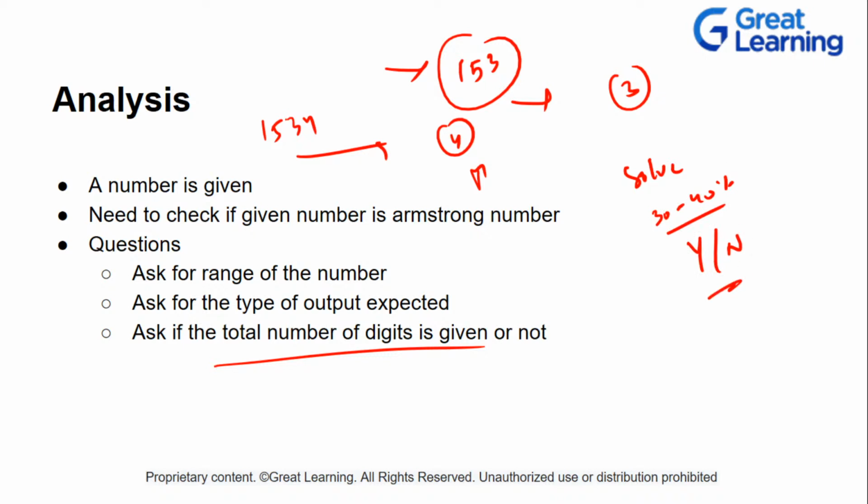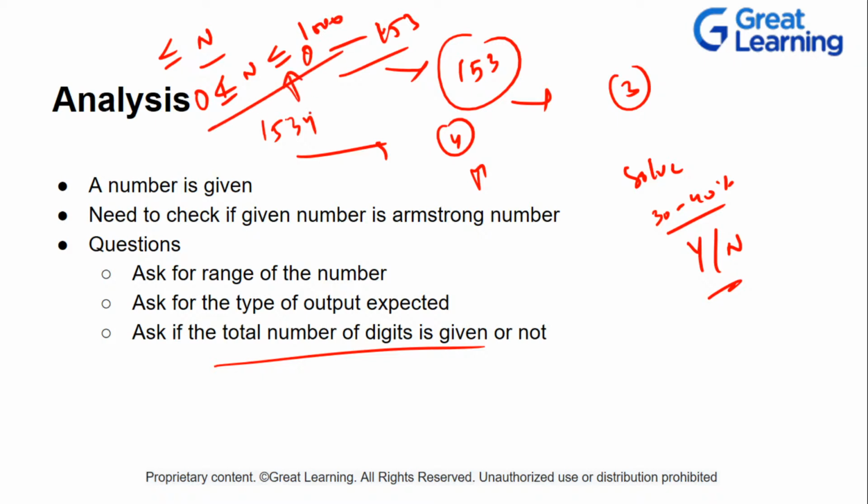So these are the questions that you can ask, right? You should ask these questions. What should be the range of this number? Meaning, am I supposed to get a number which is from 0 to 153 only? Am I supposed to get a number which is less than 1000? Or it should be greater than 0 and less than, let's suppose, 1000. You cannot exceed this. So these can be the questions, right? Yes, it solves 30 to 40% of your problem.